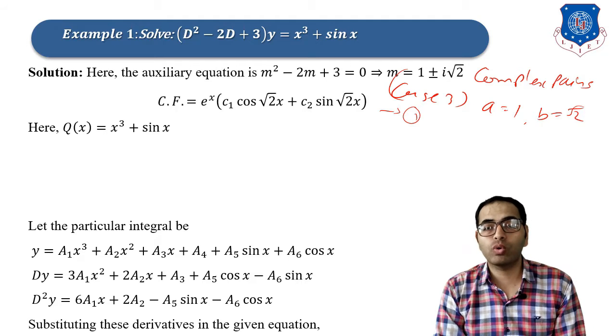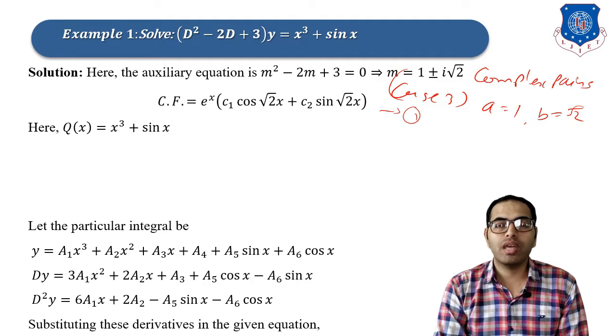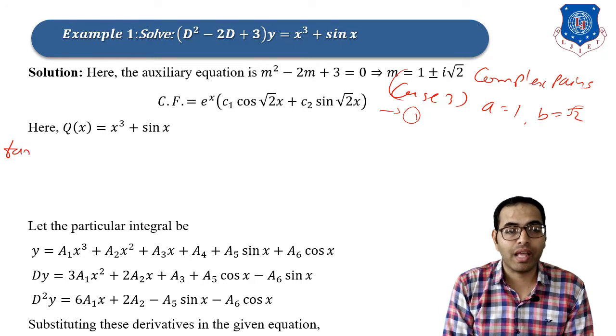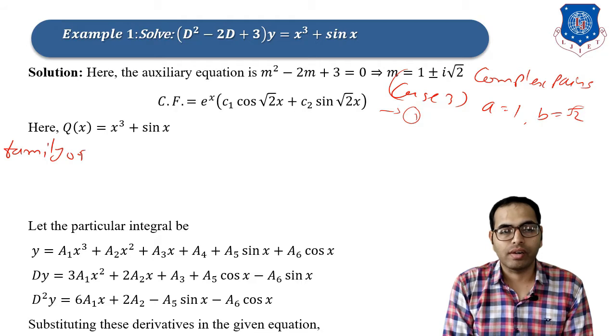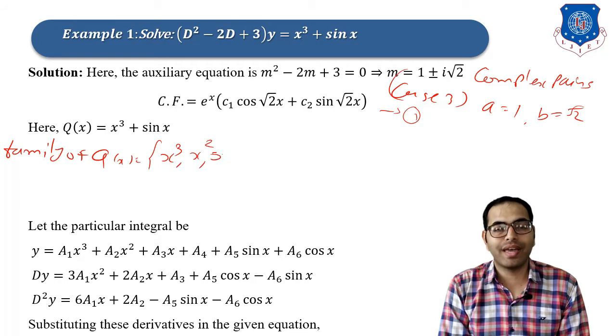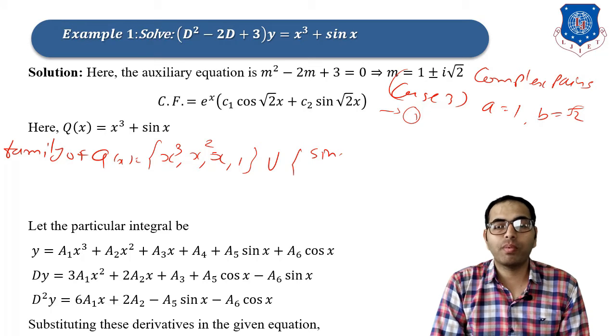Now let's move to finding the family. Here our q(x) = x³ + sin x, which is in addition or subtraction form. For that, what do we have to do? First find the family of q(x) equal to the family of x³, which is x³, x², x and 1, union the family of sin x, that is sin x and cos x.